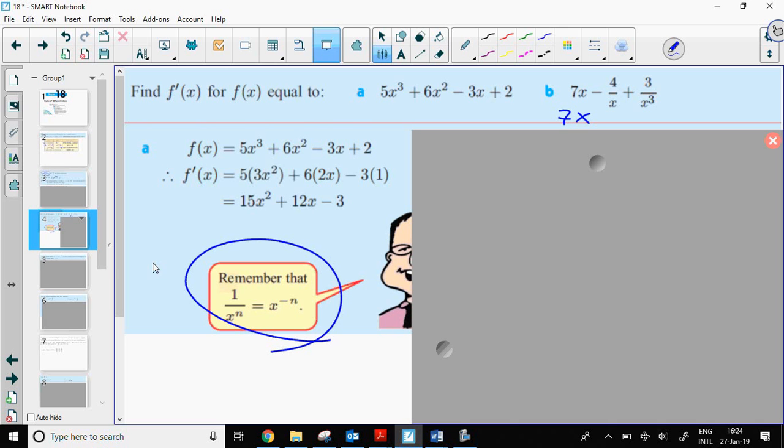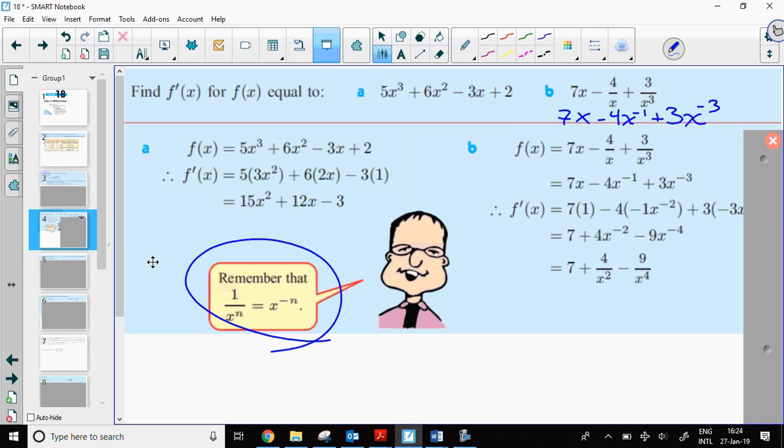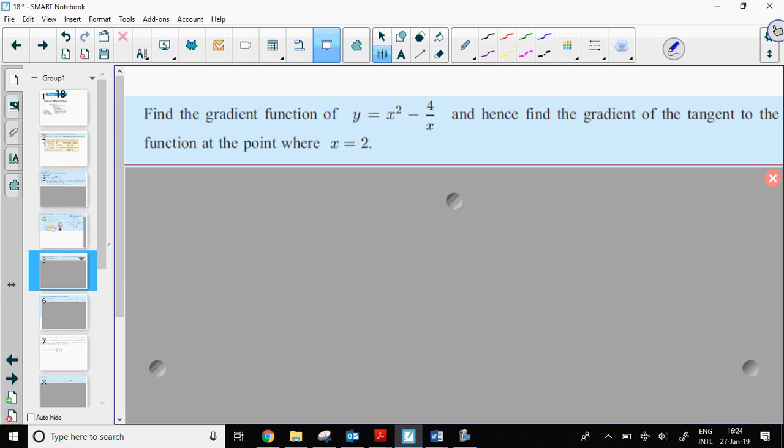The second part, maybe you want to rewrite this as our little friend is hinting at us down here. It's 7x minus x to the negative 1 plus 3 times x to the negative 3. So when I have x's in the denominator, it's better to think of them using negative exponents. And then from there, the rules are all the same. Now, once I see it in that form, I know the answer is going to be 7 plus 4 times x to the negative 2 minus 9 times x to the negative 4. Right? And again, that's all just power rule and then addition and subtraction. Super easy, yeah? Let's look at another one.